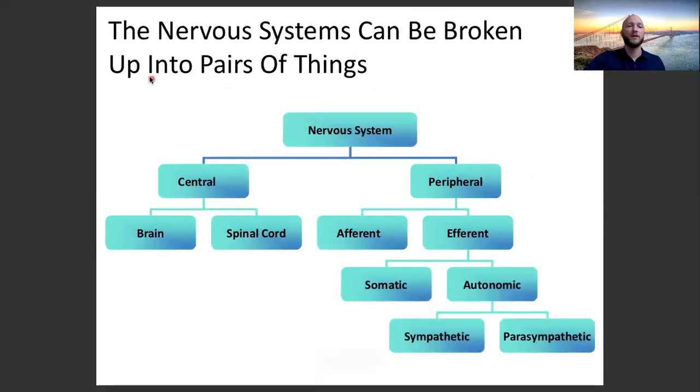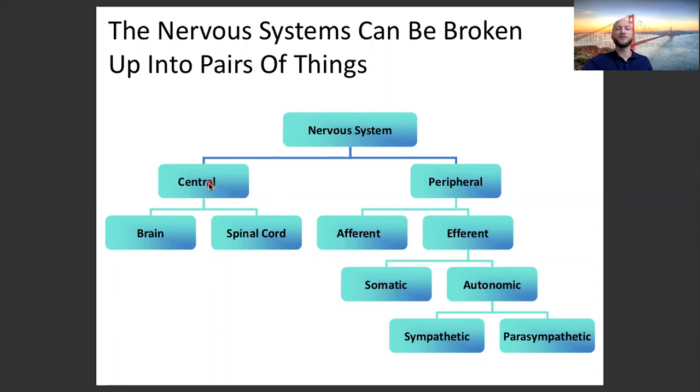So, first off, let's talk about the organization of the nervous system. We have the nervous system as a whole. We're going to break it into two different categories: central nervous system and peripheral nervous system. So central nervous system plus peripheral nervous system equals nervous system.